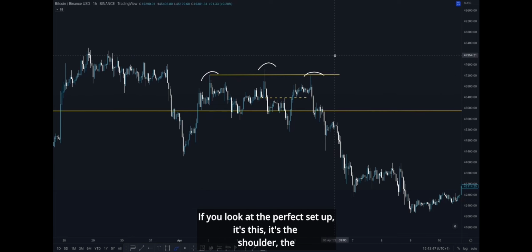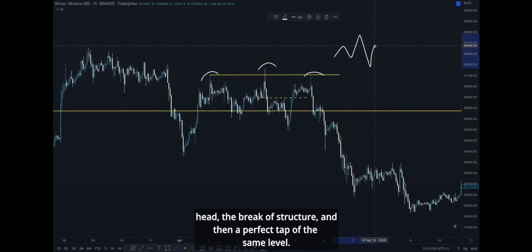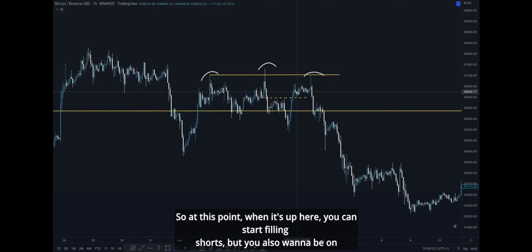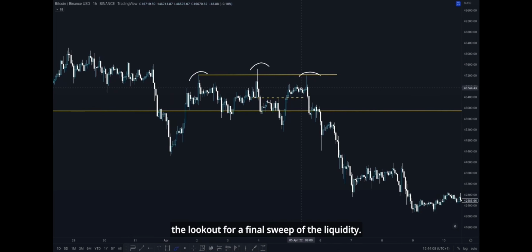If you look at the perfect setup, it's this: it's the shoulder, the head, the break of structure, and then a perfect tap of the same level. That is pretty much what you get there. So at this point, when it's up here, you can start filling shorts, but you also want to be on the lookout for a final sweep of the liquidity.